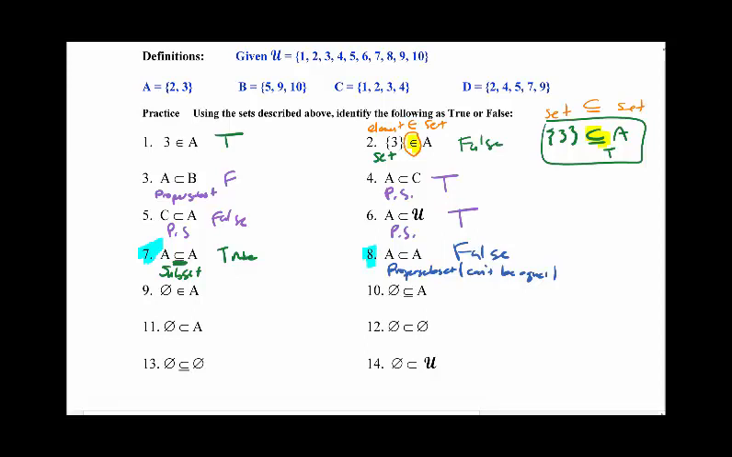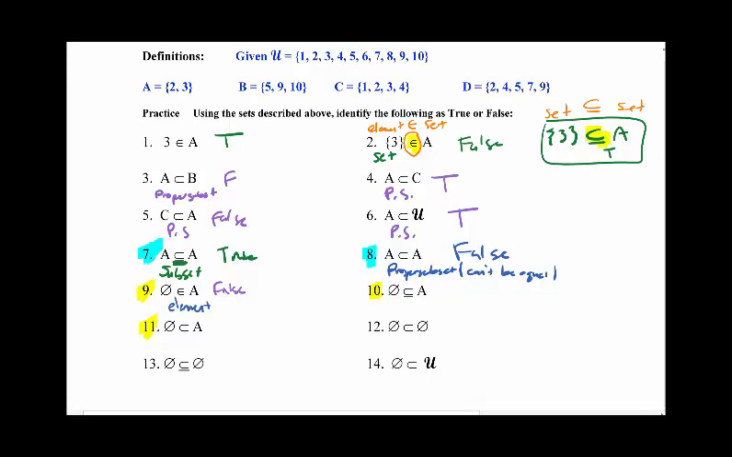So number 9, empty set is an element of A. This is false because elements would have to be separated by commas. So the only elements in A are 2 or 3. This is, again, one you have to be careful on. Look at the difference between 9, 10, and 11. The left and the right are all sets. Empty set and A are sets. The difference is what the symbol is. This was an element, so right off the bat, that is false.